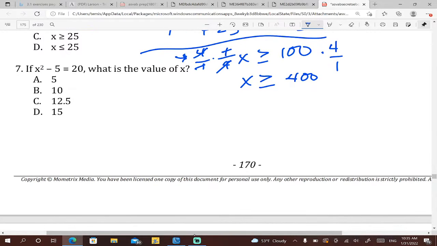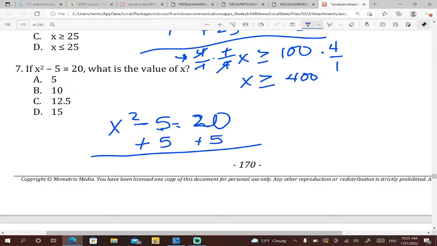All right, number 7. X squared minus 5 equals 20. Now, what did I tell you in the last one about when you only had one variable term? That's right. Move the constant. All right. Let that variable term stay on this side. That's x squared is equal to 25.